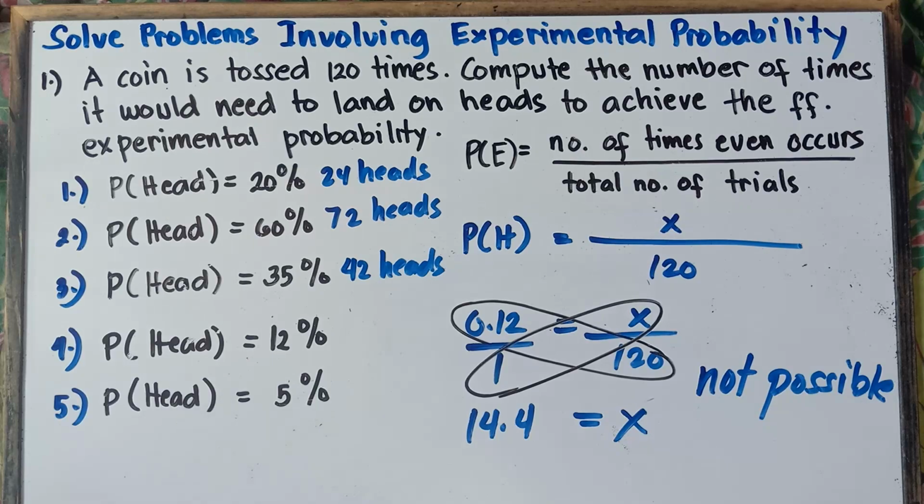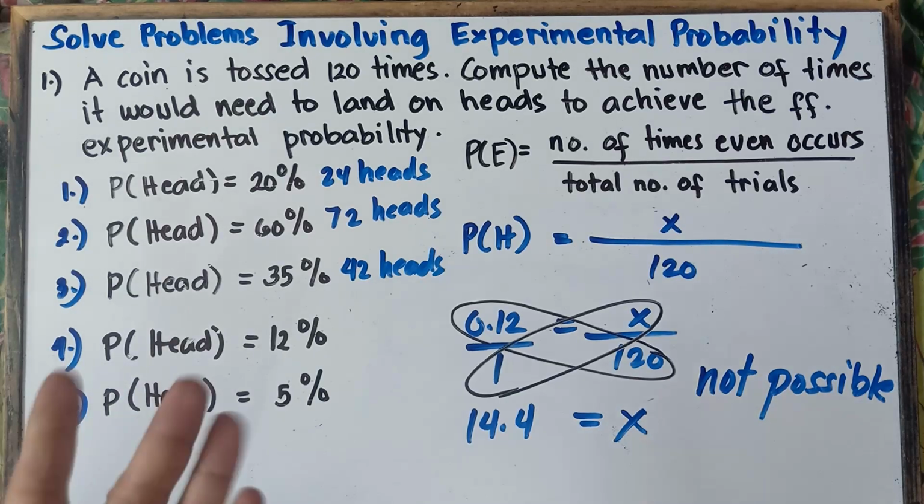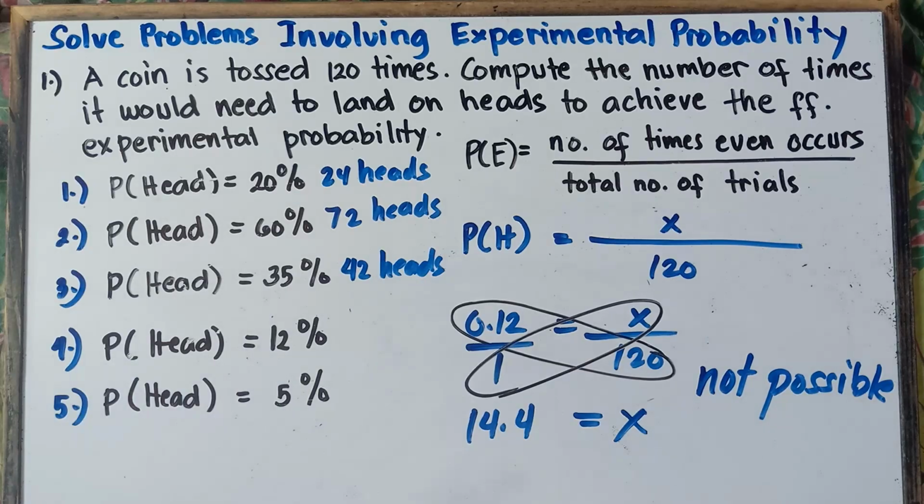Now, remember this one, class, counting numbers are whole numbers. Example, class, for counting numbers, we have 1, 2, 3, 4, 5, 6, 7, 8, 9, 10, and so on, up to positive infinity. Those are counting numbers. The number of heads can be counted, and counted numbers are all whole numbers.